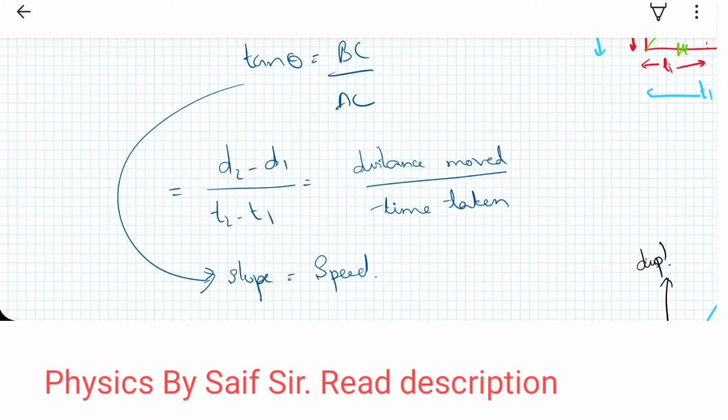Why are we saying speed but not velocity? Because the axes we are taking here are distance versus time. If it was displacement versus time, then we would consider it as velocity.